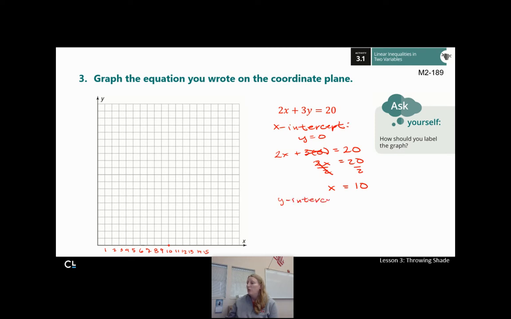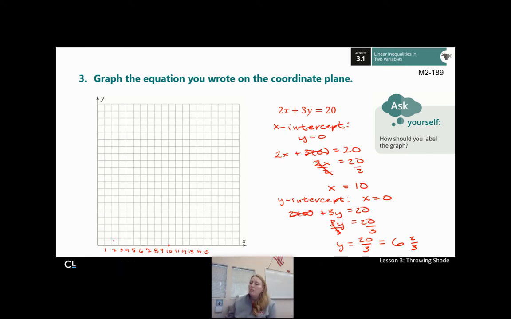So let's go ahead and find our y-intercept. We said in order to find the y-intercept, I need to plug in a 0 for x. So 2 times 0 plus 3y equals 20. And of course, 2 times 0 is 0, so that's gone. 3y equals 20, so I'll divide both sides by 3. So I get y equals 20 thirds, but since I have to graph it, I'm going to divide it out and do it as a mixed number. 3 goes into 20 6 times. 3 times 6 is 18. 20 minus 18 leaves me with 2 leftovers. So I get 6 2/3.